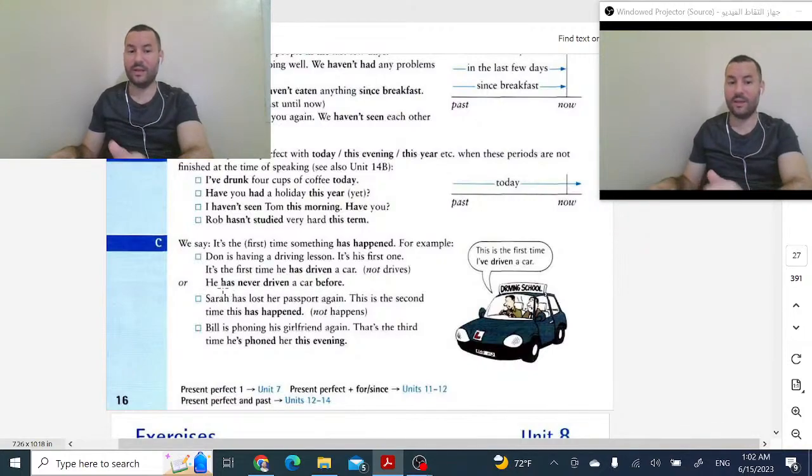Or we say he has never driven a car before. He has never driven a car before. Bill is phoning his girlfriend again. This is the third time he has phoned her this evening.